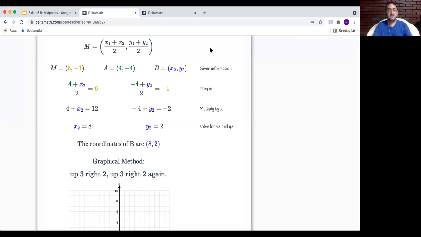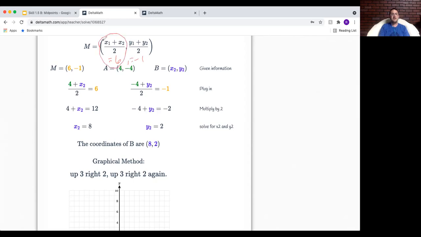All right, so Delta Math is actually going to give you 2 methods. The first method is the algebraic method. And what it has here is it basically gives you the midpoint formula. And you're going to actually take the x coordinate of the midpoint. So this (x1 + x2)/2 is equal to the x coordinate of your midpoint, which is 6. And the y coordinate of your midpoint is -1.